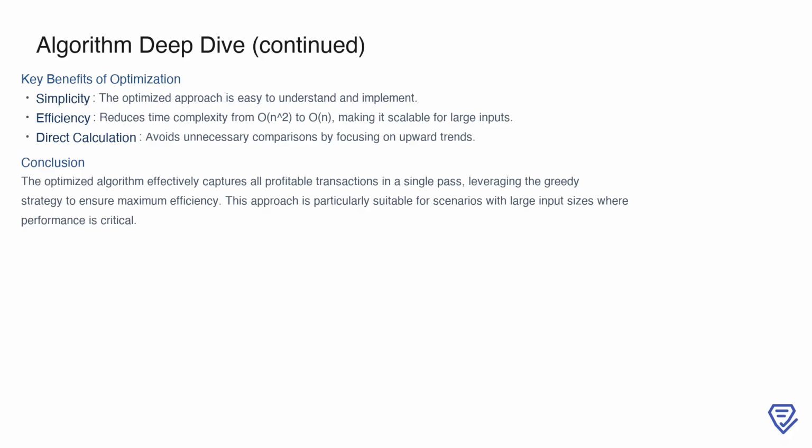The optimized approach offers several key benefits. It simplifies the solution by focusing directly on upward price trends, avoiding the complexity of trying all possible buy-sell pairs. This results in a significant efficiency boost, reducing the time complexity from n² to n. Additionally, the approach is easy to understand and implement, making it suitable even for large input sizes where performance is critical. By leveraging the greedy strategy to sum up all profitable segments in a single pass, the algorithm ensures that no potential profit is missed.